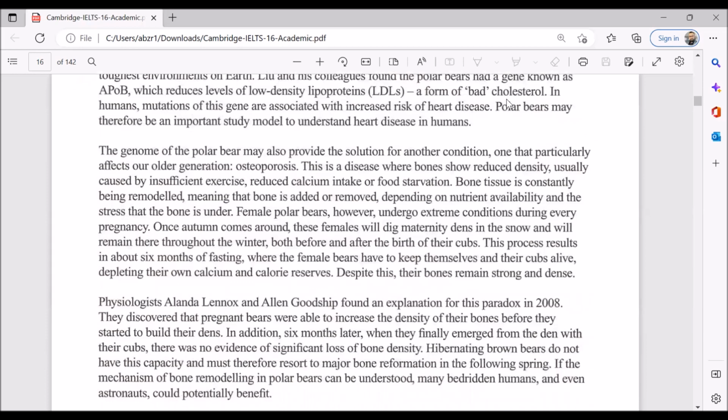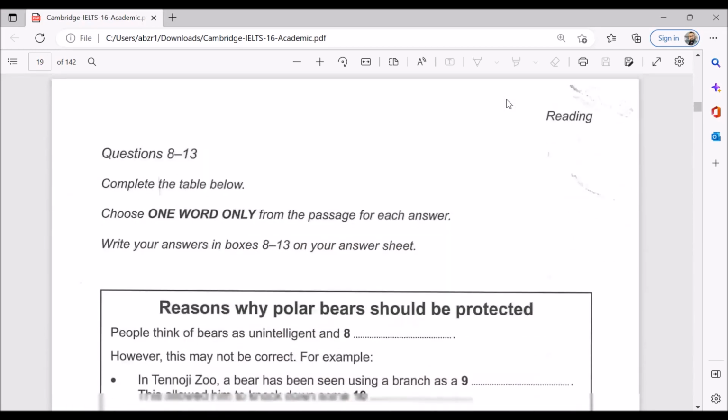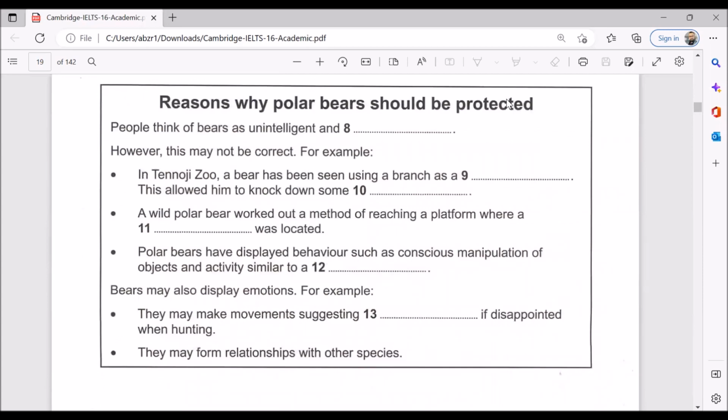Just as when I was making videos to help you understand how to solve the reading passage, I was saying again and again that you do not need to understand the whole paragraph. We do not understand the whole passage, but we answered the question by understanding the given key information. Now let's move on to question number 8 to 13, and you can see the questions are related to sentence completion.